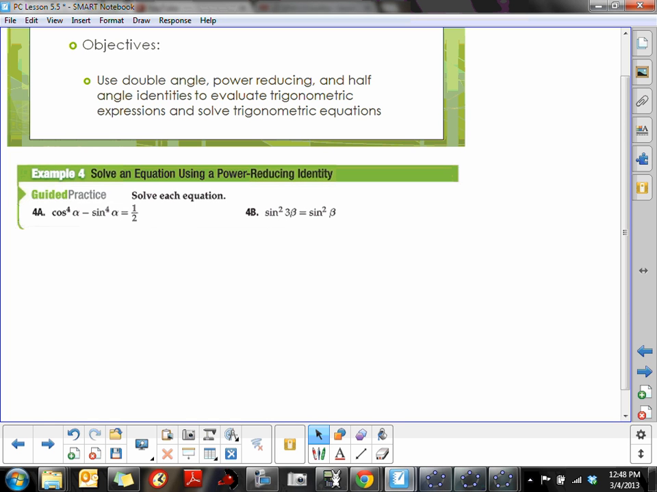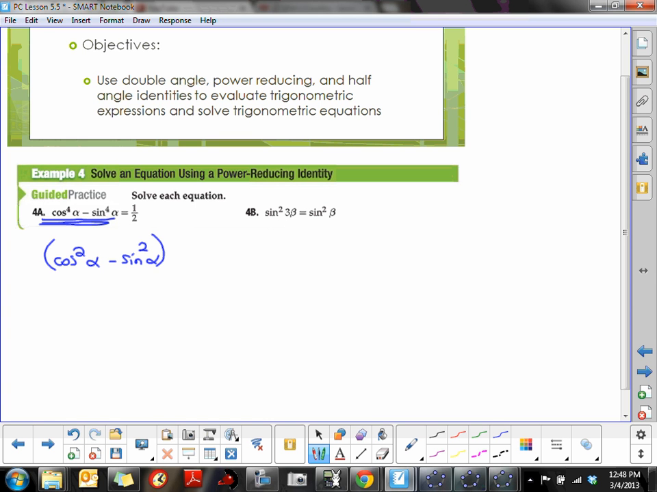It takes a little bit of thinking about this, but what you can do is take this equation and factor it first. You don't have to use a power reducing formula right away. So my first approach is to factor it as a difference of two perfect squares. So this is going to be the cosine squared of alpha minus the sine squared of alpha, times the cosine squared of alpha plus the sine squared of alpha.